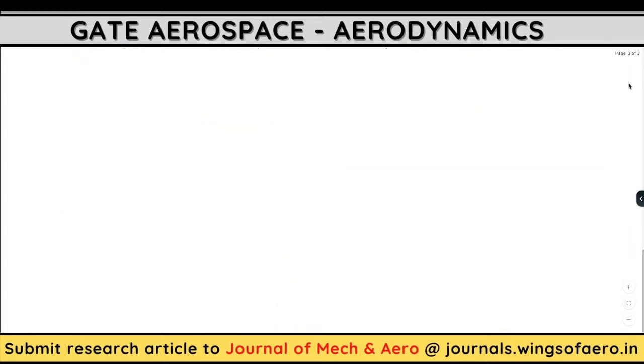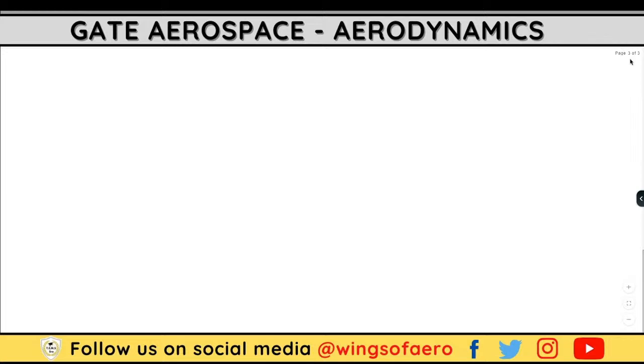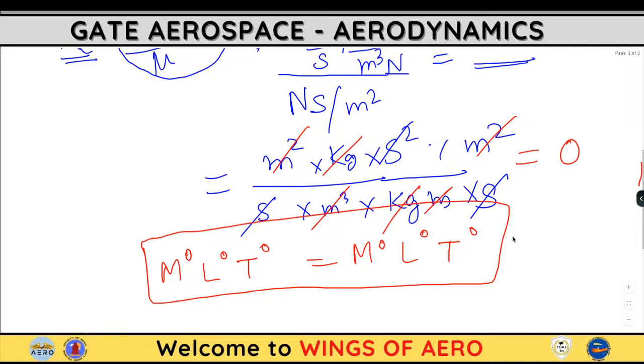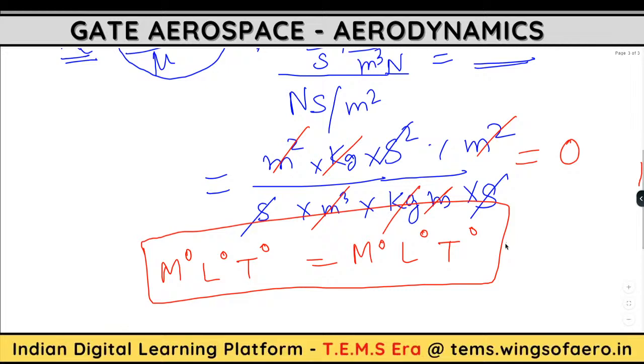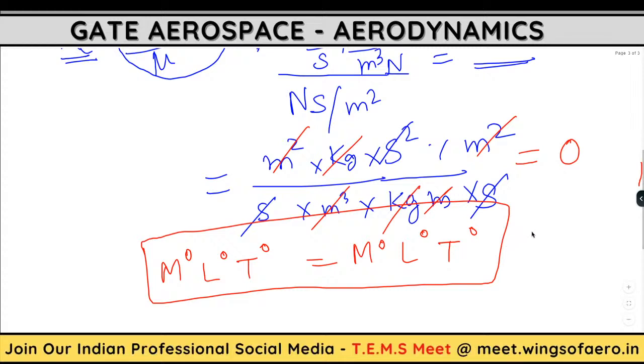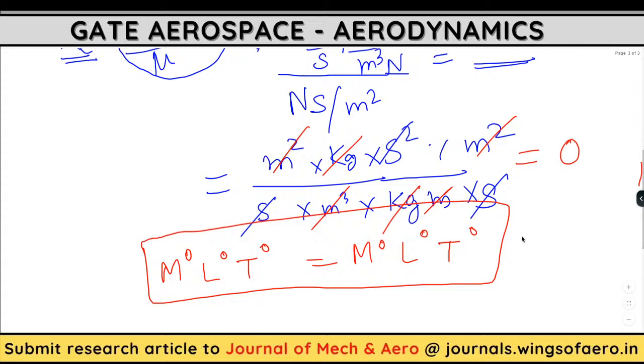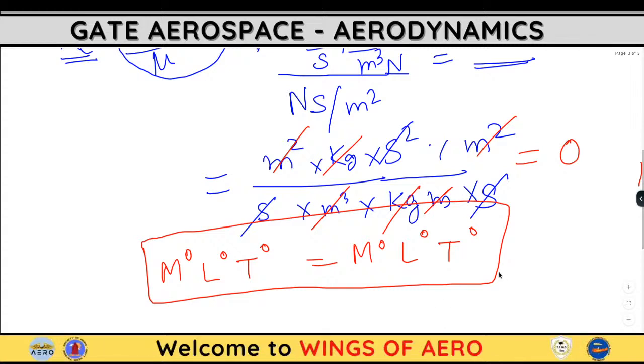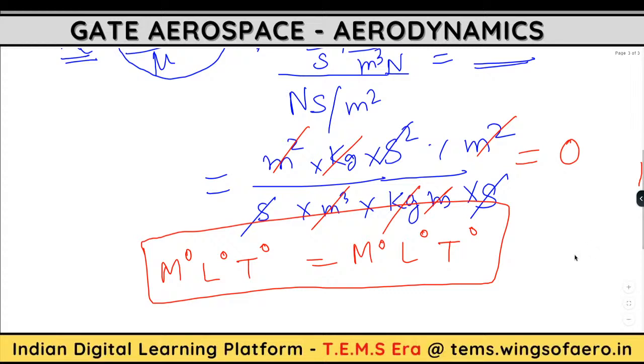I hope you can see that. Can you see my screen that I'm writing? I hope you can see. You can unmute or write in the chat box. I hope you understood what is meant by dimensional homogeneity. Can you see my screen? Yes, ma'am, we are able to see it.